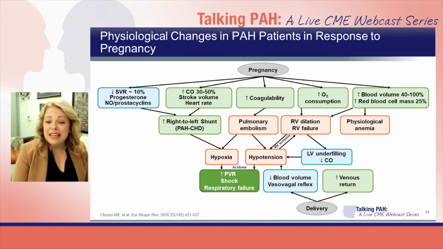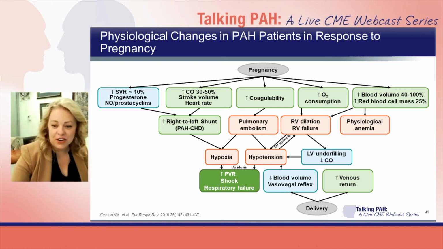And then delivery is that period of time that is going to make all of this more difficult, with fluid changes and blood pressure changes, as Ron mentioned earlier.